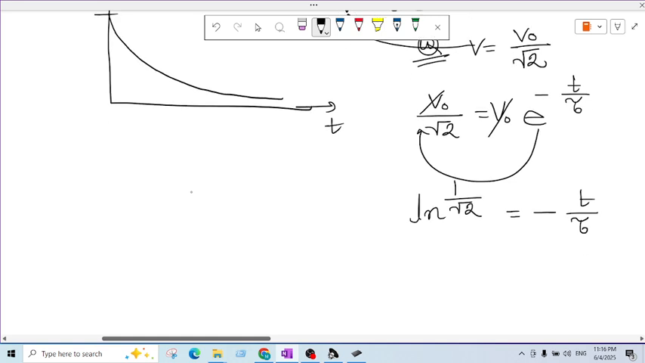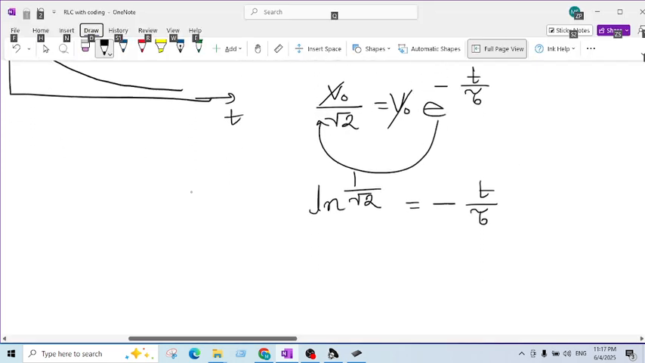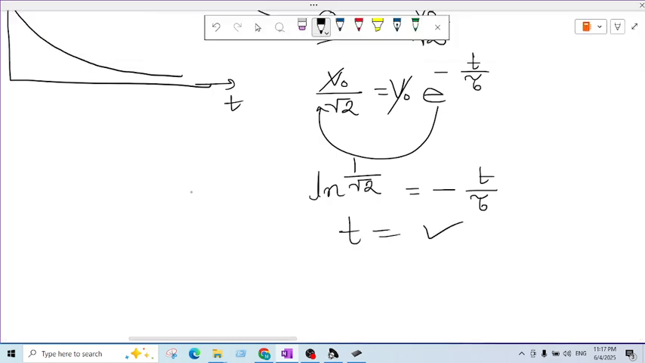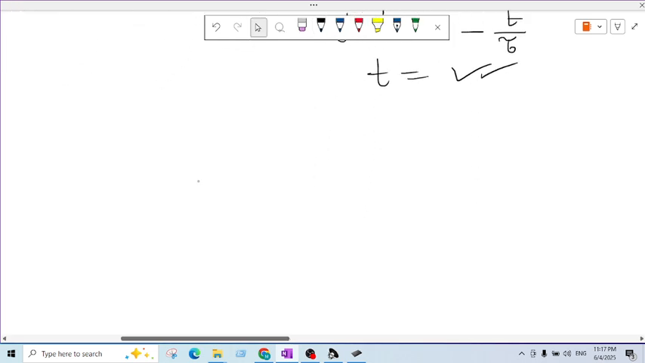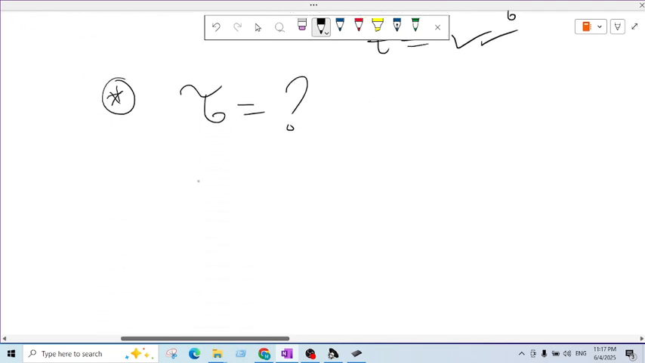Now, let me calculate this. Actually, I was not supposed to do this. Okay, you will find a t from here, but my goal was not this. I want to tell you what tau actually is. My purpose was not to solve math. My purpose was what tau actually is.